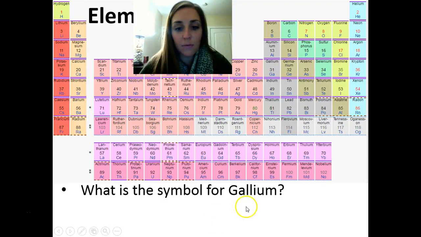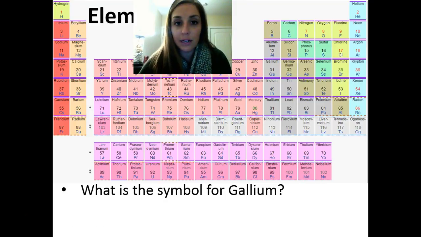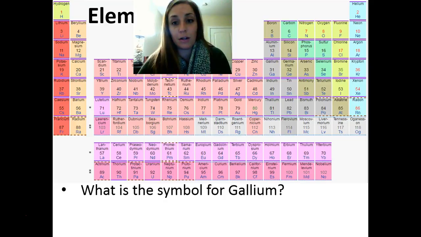So what's the symbol for gallium? You have to find gallium, and this is why you want to get familiar with your periodic table. You just want to be able to look at it and start finding things. In the next unit, we're going to go over how to read the periodic table exactly, and it's going to become more familiar. But for now, you see gallium is right here, so its symbol is Ga.